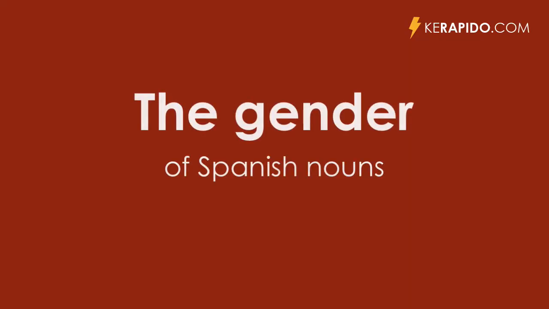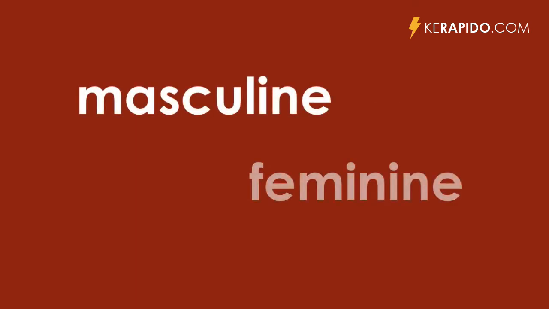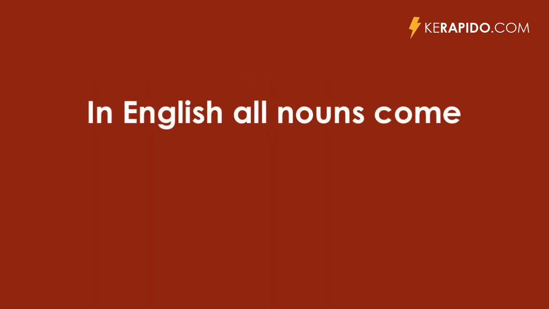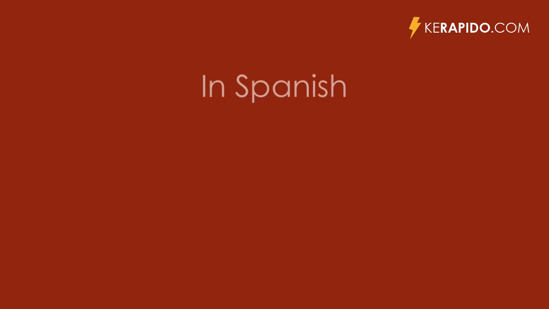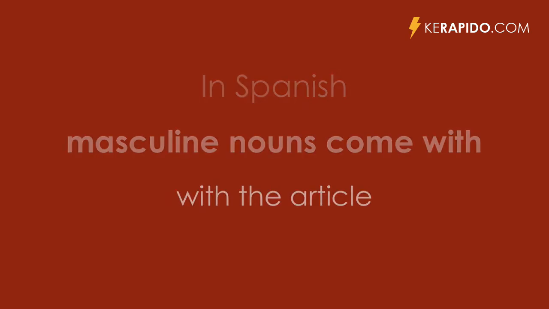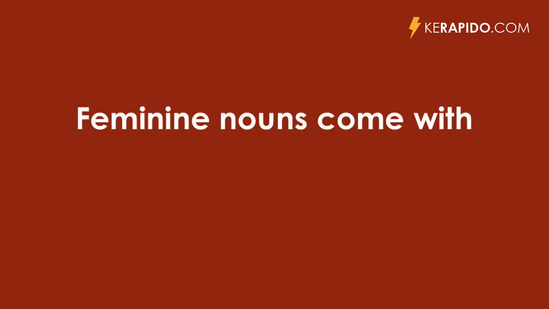The gender of Spanish nouns. Spanish nouns have two genders, masculine and feminine. Every Spanish noun is either masculine or feminine. There are no neuter nouns in Spanish. In English, all nouns come with the article the: the bedroom, the minute. In Spanish, masculine nouns come with the article el, and feminine nouns come with the article la.